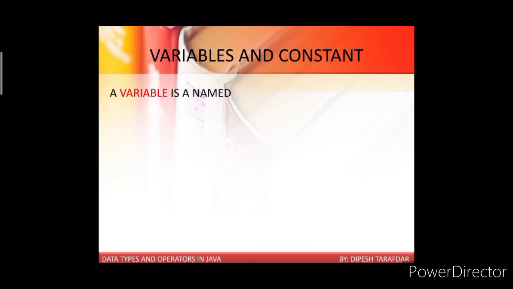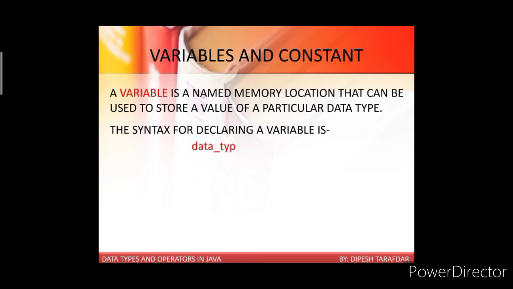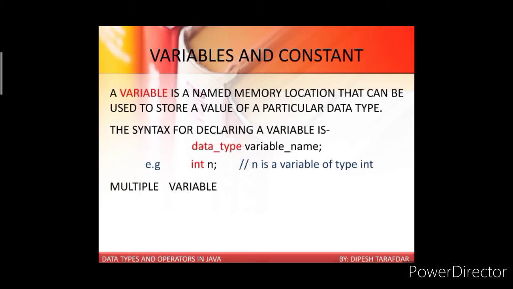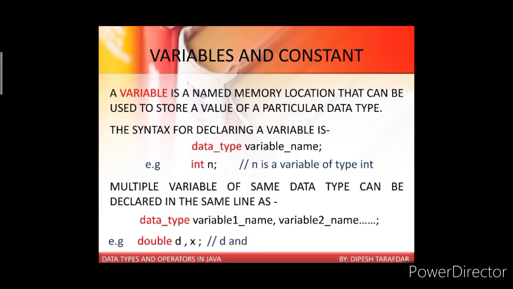Next we will try to understand what a variable and a constant are, because a data type is used to declare a variable. When you need to store a value of a particular data type, you need a variable. So what is a variable? A variable is a named memory location that can be used to store a value of a particular data type. The syntax for declaring a variable is data type, variable name. So for example, int n, where n is a variable of int data type.